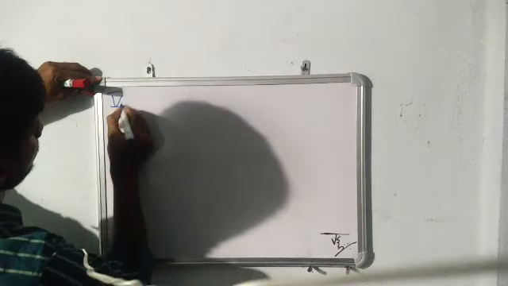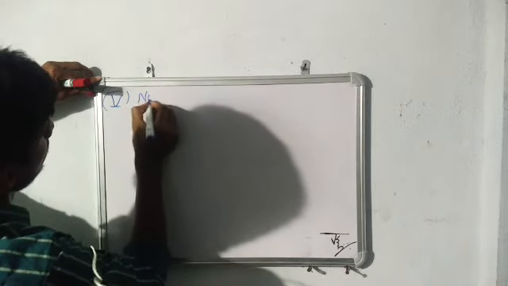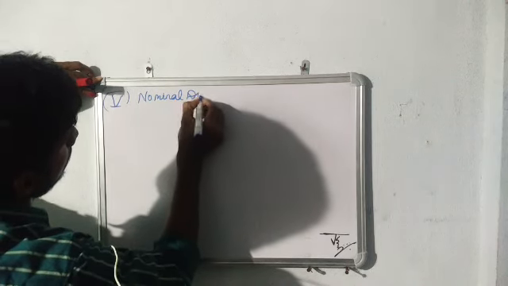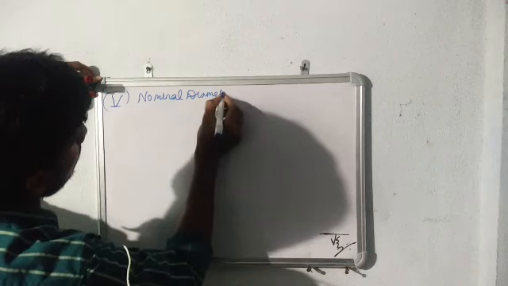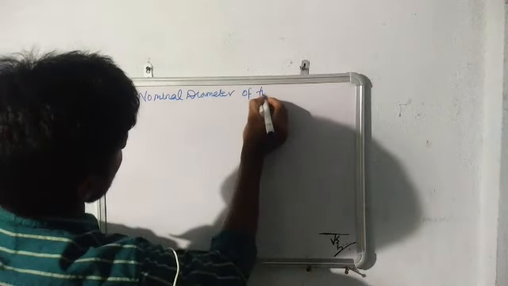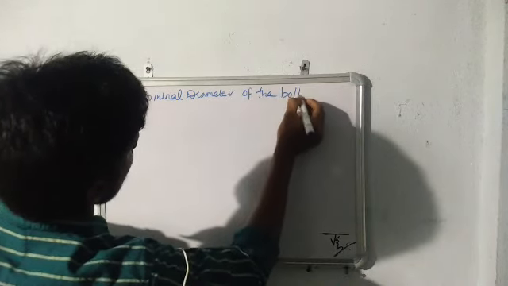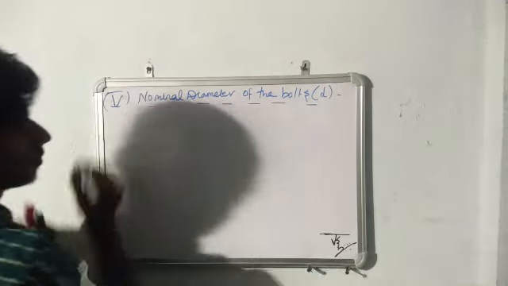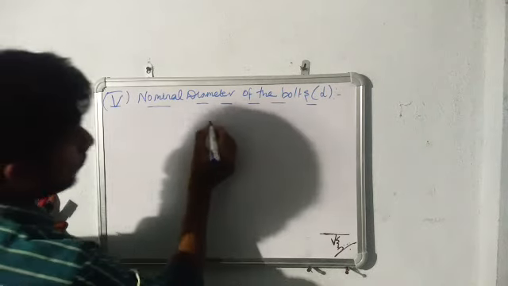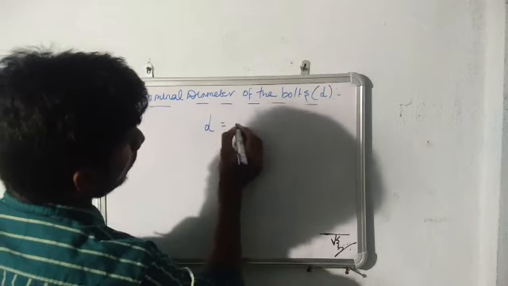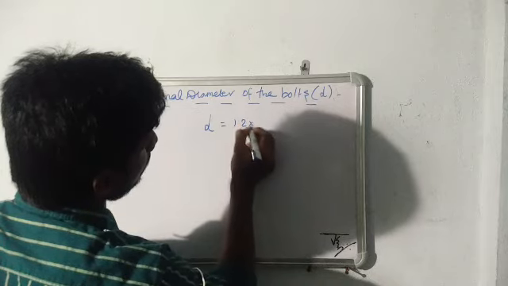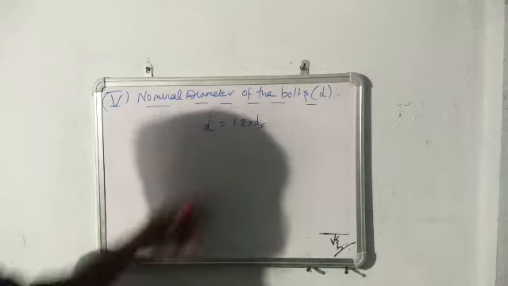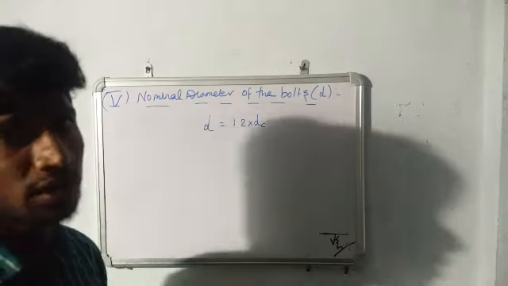This is the fifth step: nominal diameter of the bolts. It is denoted by small d. So we know the formula for that. Small d equals 1.2 times D C. Here D C is the core diameter of the bolt.